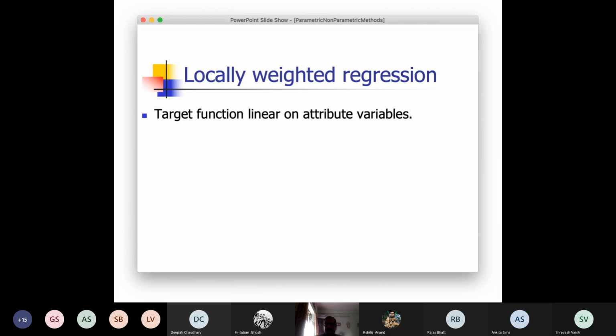Now, there is another technique called locally weighted regression, where we consider that there is a global function, of course, but its variables are locally fit. So you have the target function, which is linear in the attributes, as a global function. Since x is of d dimension, if your target function is linear in the attribute variables, we can represent it in this form.